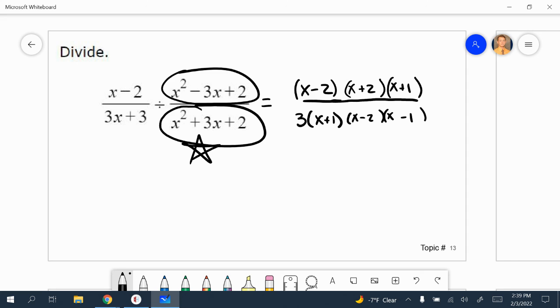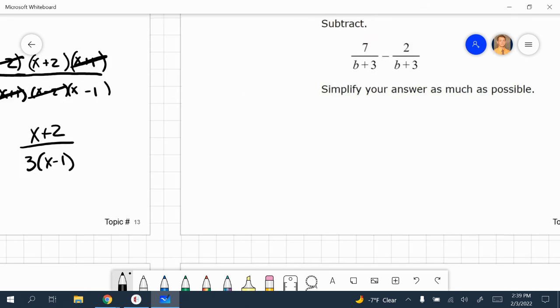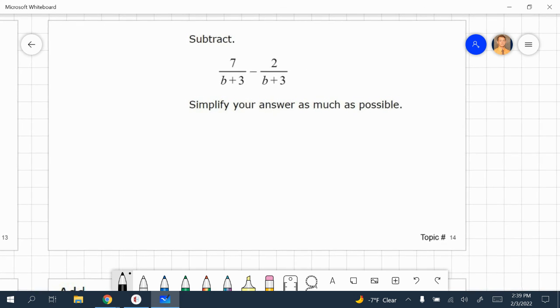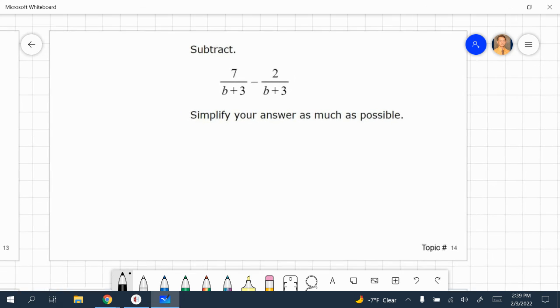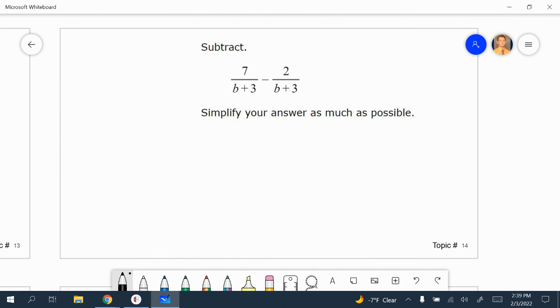Then we'll cancel things out if we can. Looks like this one can cancel with this one, and that one. So we'll be left with x plus 2 over 3 times x minus 1. Okay, I will start topic 14 in the next video.